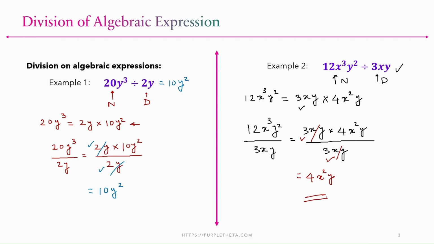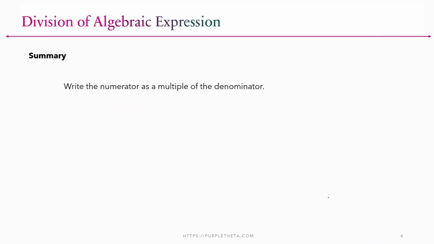Okay, let us see what we have learned in this lesson. So when dividing algebraic expressions, we need to write the numerator as a multiple of the denominator, and this is what we have seen in our last two examples. Then the second step would be to cancel out the common factors, and later we need to simplify the remaining expression to get the final result, right?